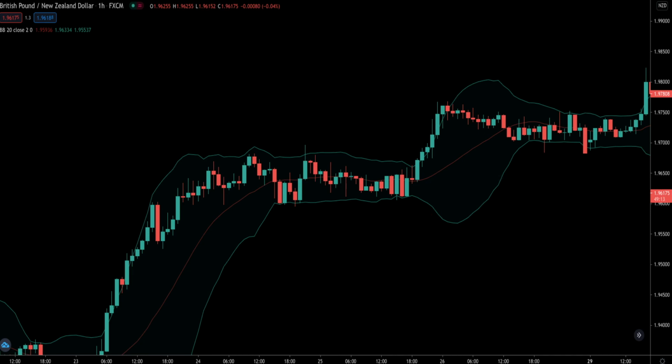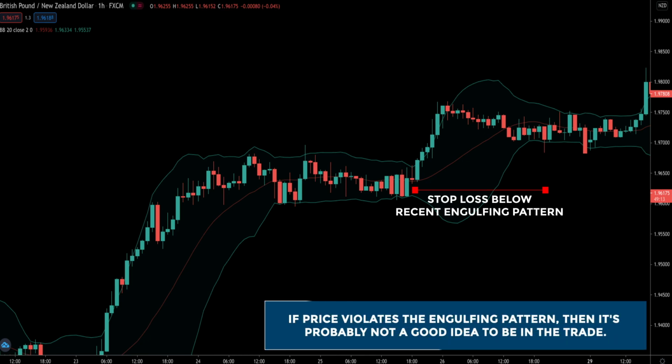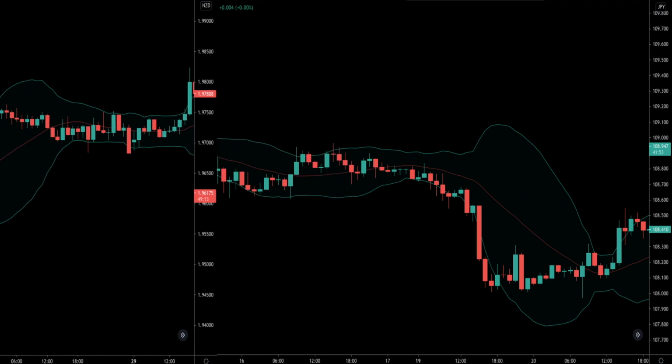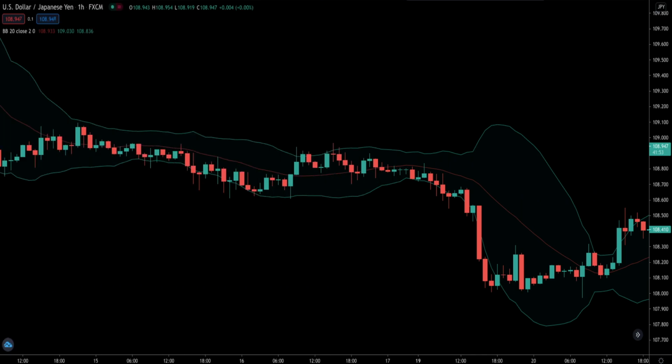We can set in our stop loss just below the engulfing pattern by watching for a series of engulfing patterns. Because if price violates the engulfing pattern, then it's probably not a good idea to be in a trade. Just look at how tight your stop loss becomes. This allows you to trade with a bigger position size and make more money when price moves in your predicted direction. Let me provide you with another example to illustrate the entire process.